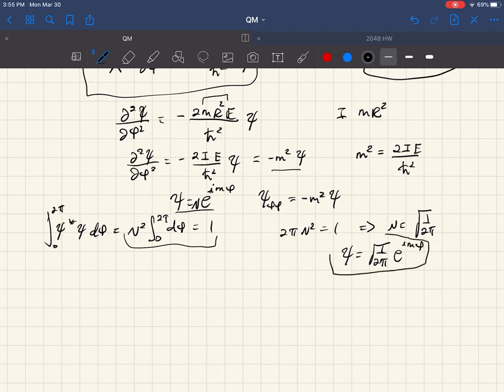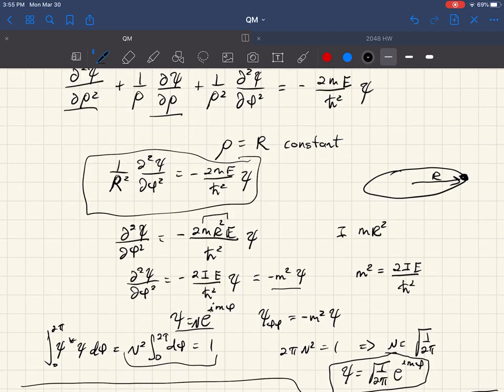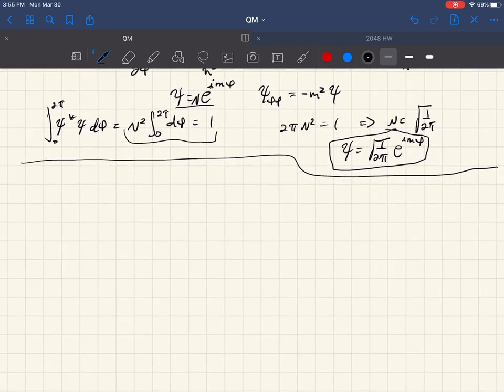Okay, so there's a couple more things that we need. We need to figure out what the energies are, and we can do that. So what's going to happen as this quantum particle is moving around the ring, it's going to be setting up a standing wave. And as you go around the ring, the wave function needs to be single valued. So the wave function must be single valued.